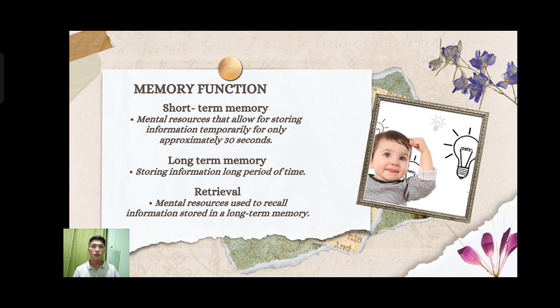The next is the long-term memory, storing information for a long period of time. From the word itself, long-term memory means you can store information for a long period of time. So the third one is the retrieval. Retrieval is a mental resource used to recall information stored in long-term memory. An example of retrieval is your memory from when you were a child: at your present age you can recall those memories that happened in your life, and then you can share them with your friends. That is an example of retrieval.